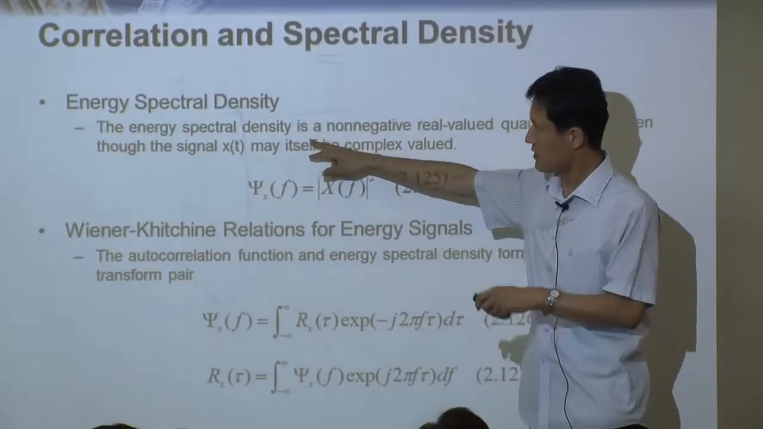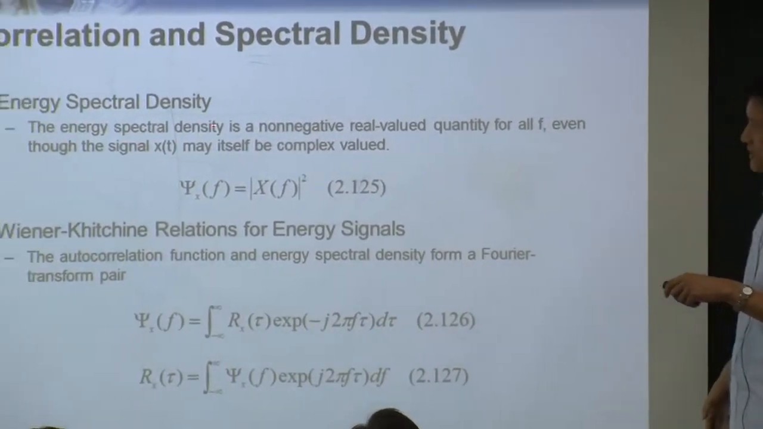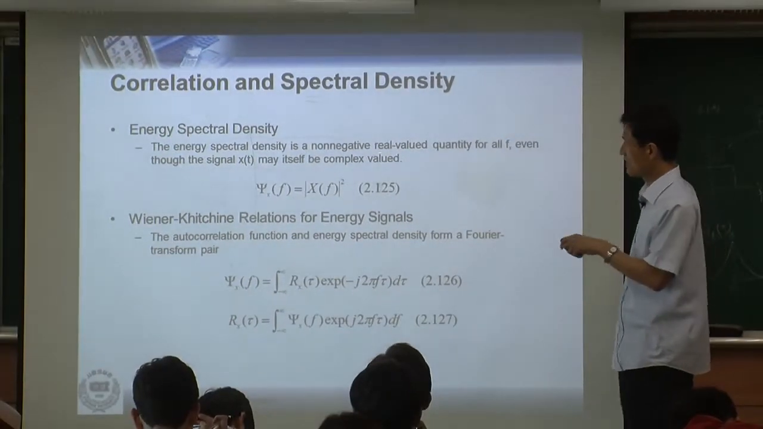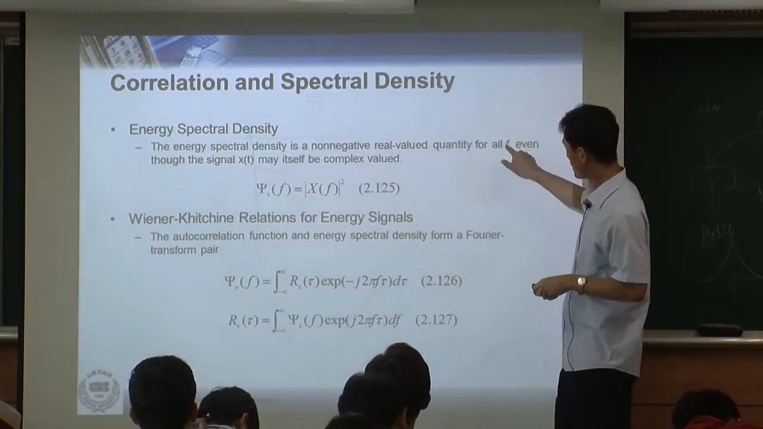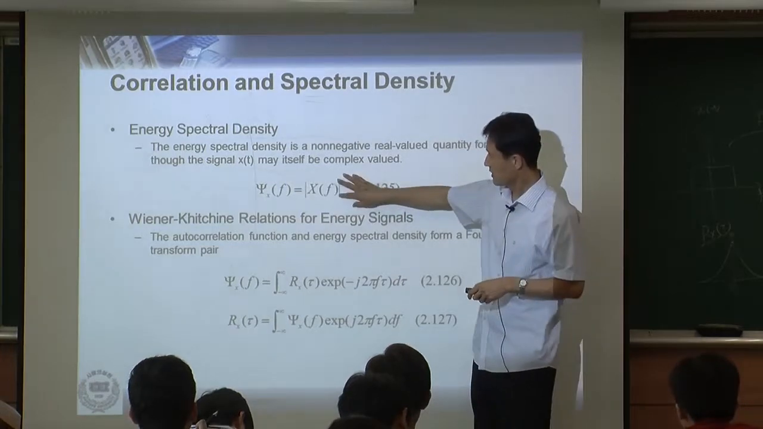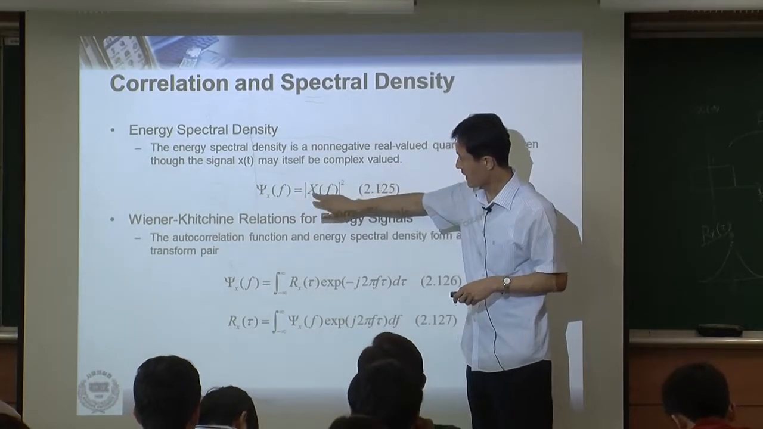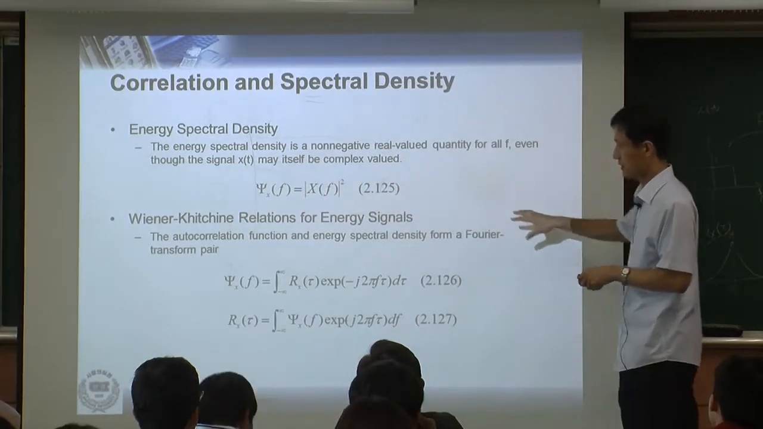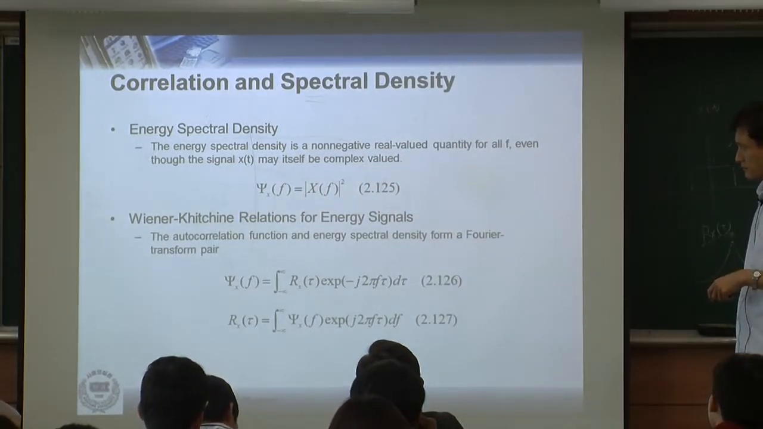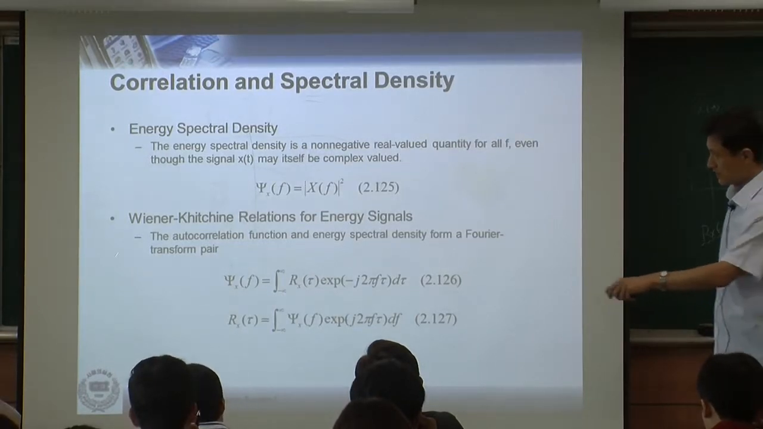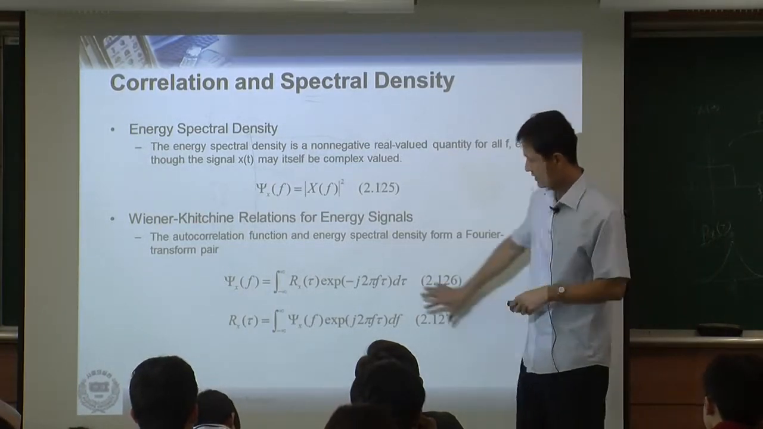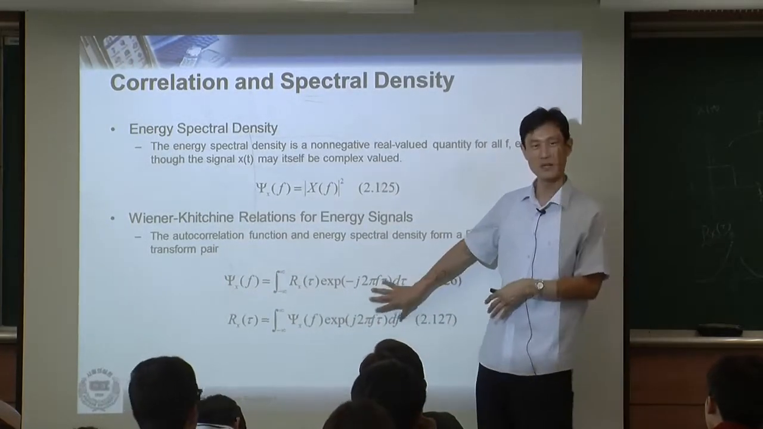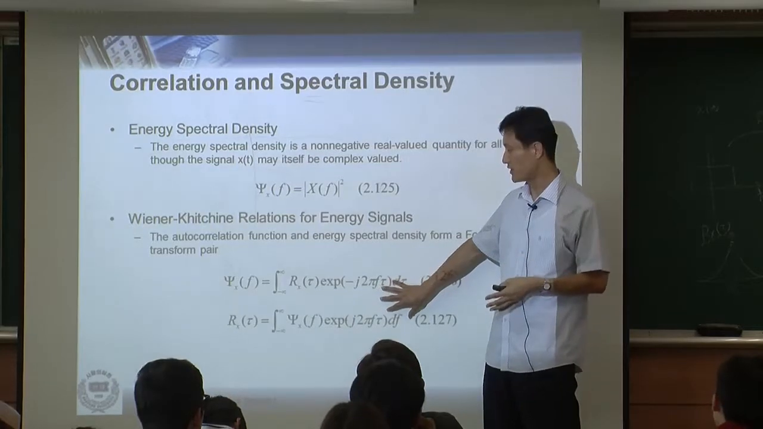So here, let's read it. The energy spectral density is non-negative, meaning always 0 or positive, a real value quantity for all frequency. See this one, right? X(f), the absolute value squared, that means energy. This one shows some relationship, basically the relationship between these two, just a mathematical way of telling you.